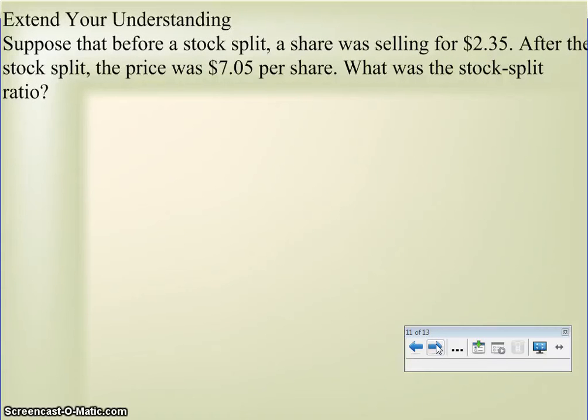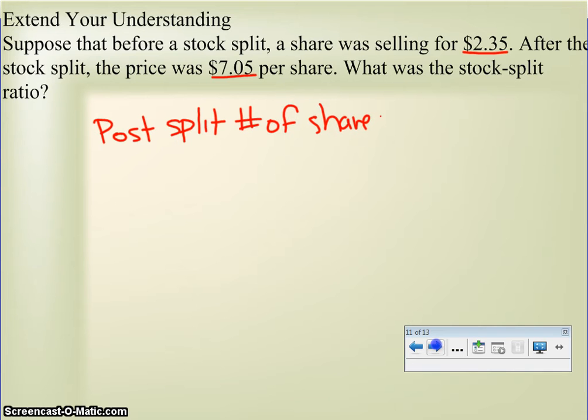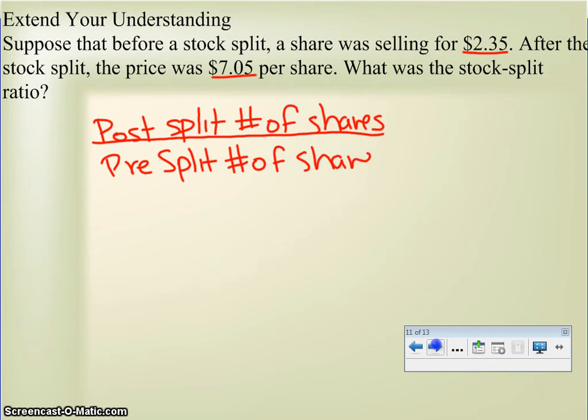So, extend your understanding. Suppose that before the stock split, a share was selling for $2.35, and afterwards it was selling for $7.05. What was the stock split ratio? So we're going to take the post-split number of shares and divide it by the pre-split number of shares, which is the equivalent of taking B and dividing it by A.